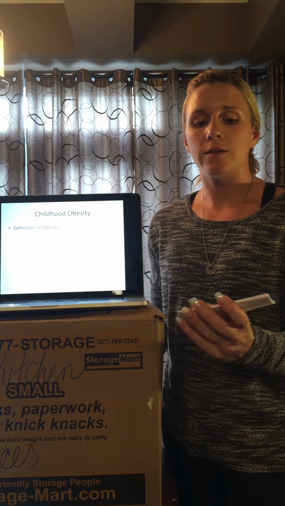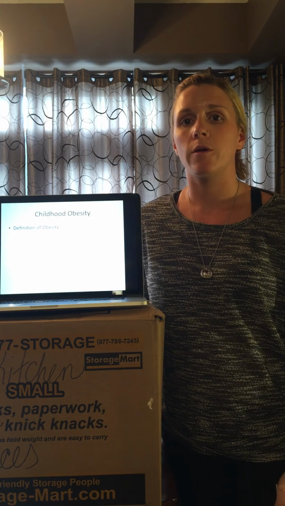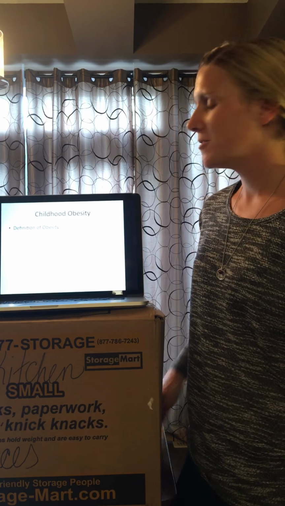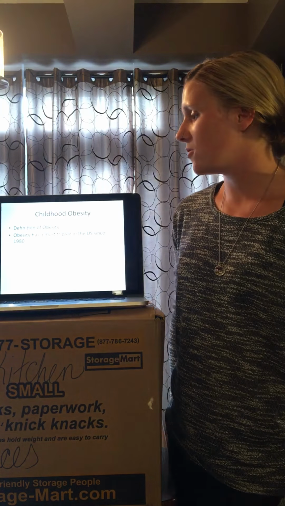Childhood obesity. Obesity, according to Lakshman, Elks, and Ong, is the excess body fat that increases the risk for morbidity and or premature mortality. Sorry. Obesity has almost tripled in the US since 1980. And this is a worldwide trend. It's not just in North America. There's countries like Ukraine, Bosnia, and Albania that it's also affecting.